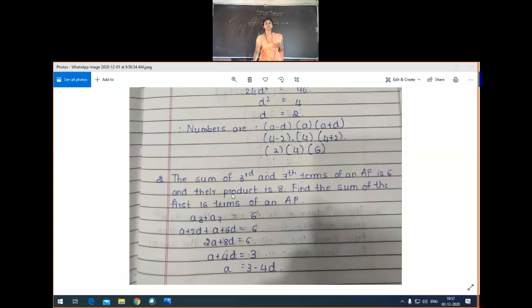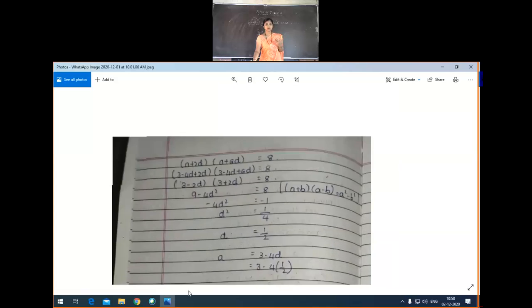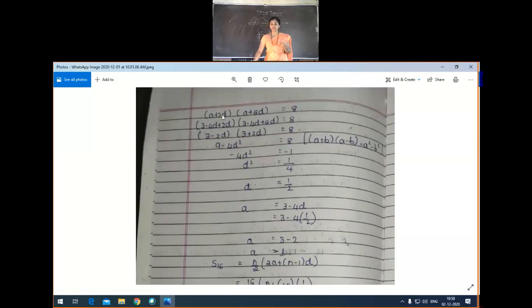Next, the second statement: their product is 8. The product of the third term and seventh term is 8, so A3 into A7 is equal to 8. A3 is A plus 2D and A7 is A plus 6D. Substituting the A value we got, 3 minus 4D plus 2D, and 3 minus 4D plus 6D. Minus 4D plus 2D is minus 2D, so we get 3 minus 2D, and 3 plus 2D, which is equal to 8.